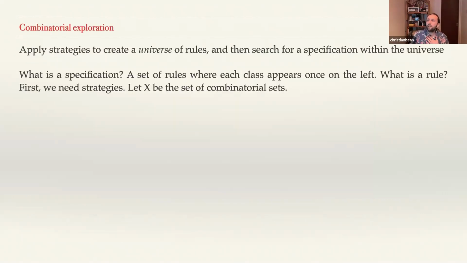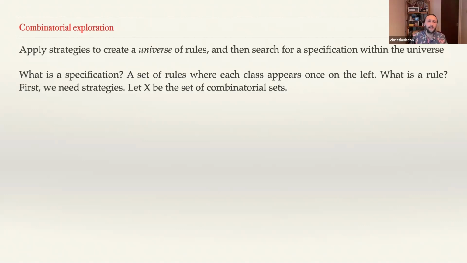So yeah, as I said, we apply these strategies, we create a universe of rules. So now I'm going to try to talk a little bit about that productivity stuff that I mentioned. So we're going to search for a specification within this universe. So first of all, what is a specification? Well, we already said it's a set of rules where each class appears exactly once on the left-hand side. And then what is a rule? Well, to define rules, we first need to define strategies.